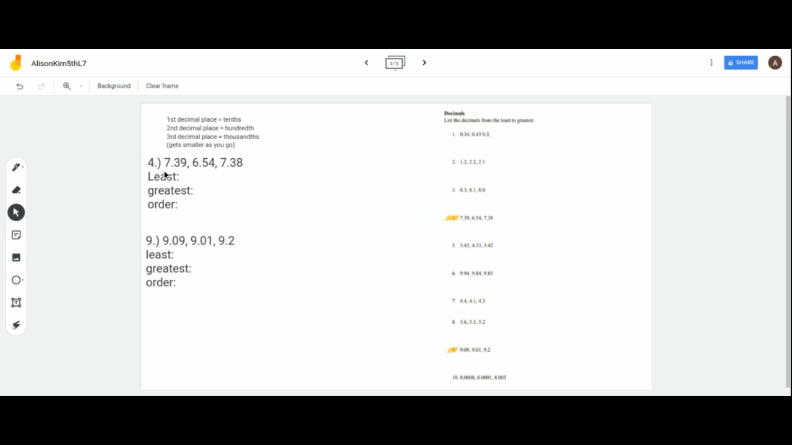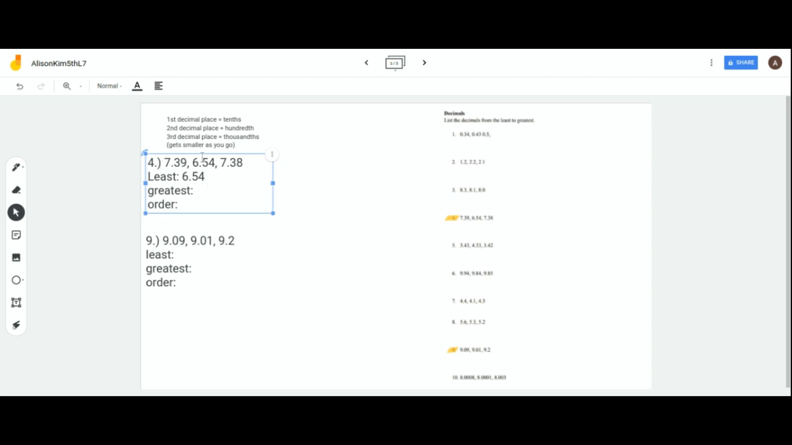So for number 4, we're given 7.39, 6.54, and 7.38. They want us to list the decimals from least to greatest. So let's find the least decimal first, since that's very easy. We're both given 7 point, but this one is only 6 point, and we all know that 6 is less than 7. So obviously your least decimal will be 6.54.